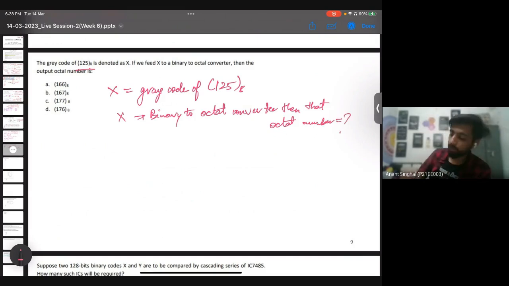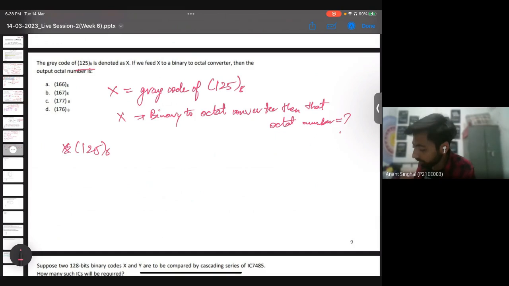So first, we need to convert this given number into the gray code. We know that first we will do the octal to binary conversion. So if we write 125 to the base 8 in binary, 1 is 0, 0, 1, then 2 is 0, 1, 0, and then 5 is 1, 0, 1. So now we'll change it to gray code.